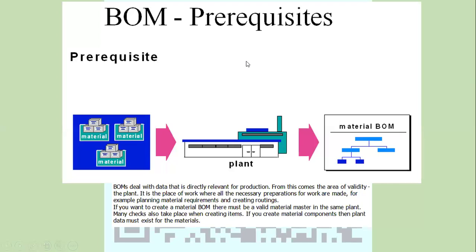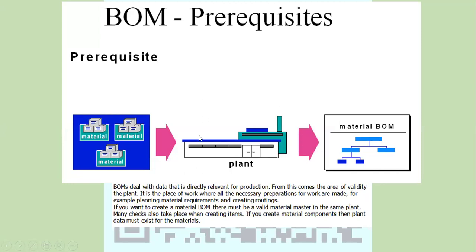So BOM prerequisites, what are the prerequisites? Of course, for that we need a material master. A material master will require a location, a plant, an area of validity, so that you can make a material BOM, because a material BOM will need an area of validity. An area of validity is nothing but a plant, and that plant will require master data of the material which is available over there, so you can actually stock the material and make that material BOM. So BOMs deal with data that is directly relevant to production. From this comes the area of validity.